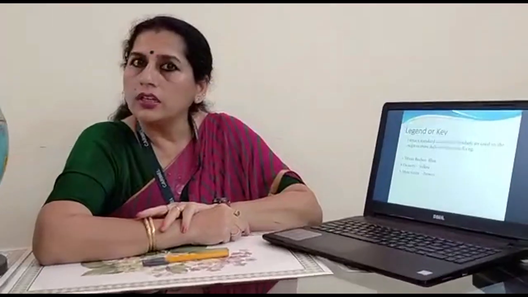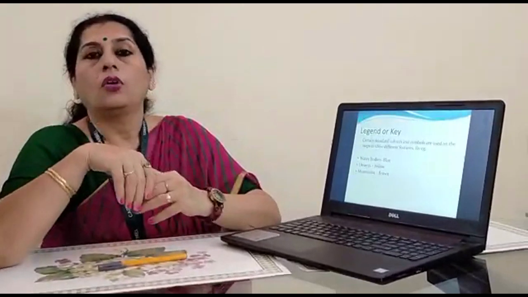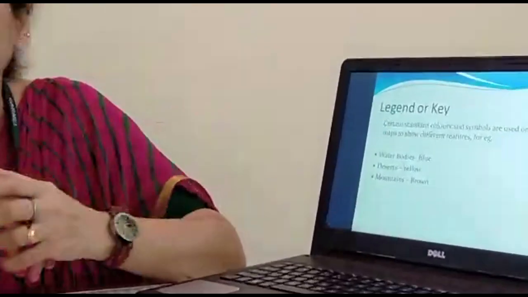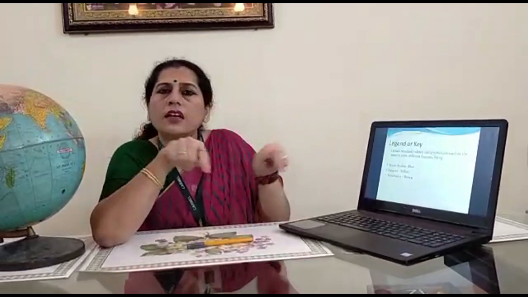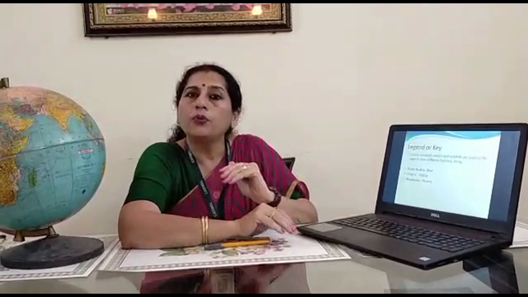Moving on to the third feature of the map, the legend. We also call it the key, or at times we also say index. Now this key is actually certain colors or symbols. They are used on the map to help you read the map easily. They make your work easy.